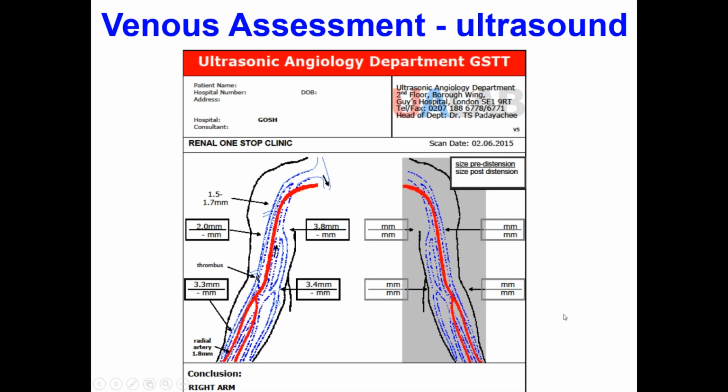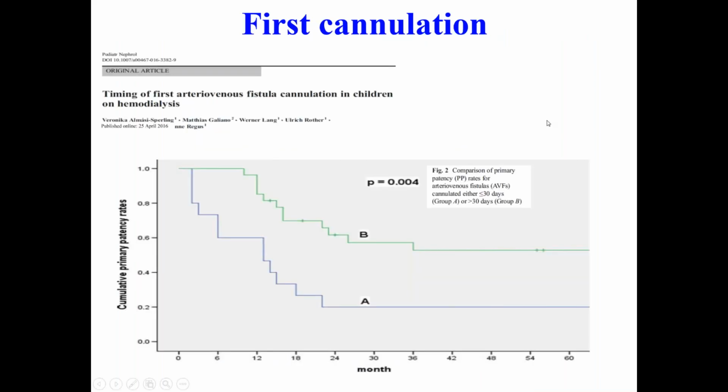I'm going to fast forward a little bit now to talk about fistula cannulation. So typically after a fistula is formed, we advocate a period of maturation for the fistula, and this period could be between 4 to 6 weeks. It needs a further assessment, and of course a clinical and an ultrasound assessment at that stage.